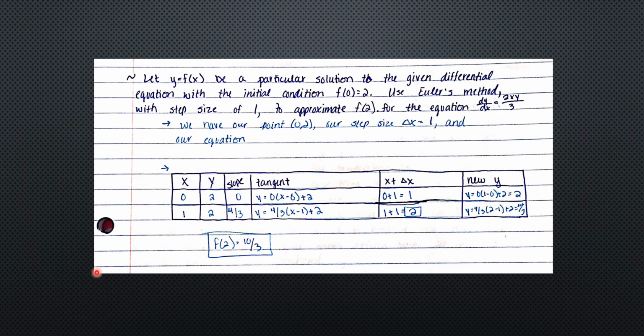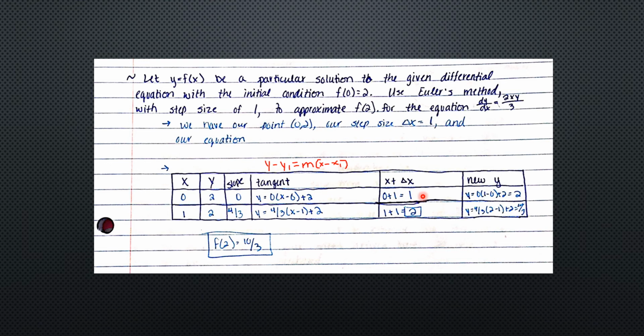To find the tangent line, we need to plug the values that we just found into the point slope formula. When we do that, we get y equals the slope of 0 times x minus our x value 0 plus our y value 2. To find the new x value, we add the original x value to our step size. When we do this, we get 0 plus 1 equals 1. To find the new y value, we plug the new x value into the tangent equation we just found. When we do this, we get y equals 0 times 1 minus 0 plus 2, which gives us 2.